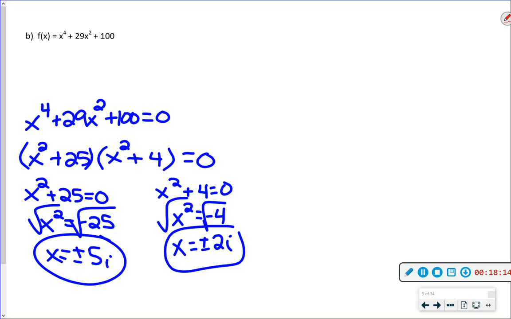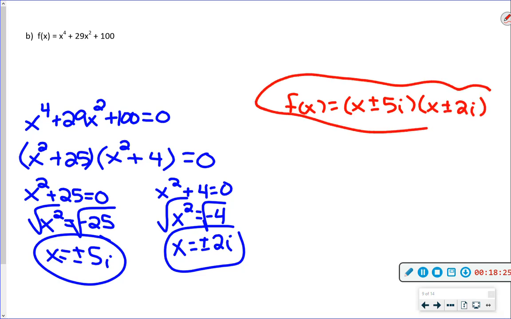All right, last thing, just wants the factors. Clearly, probably space is an issue. I'm going to combo it, x plus or minus 5i, x plus or minus 2i. And, you know, if you're bored and just the love of math overwhelms you, if you FOIL all that stuff out together, you'll get the original problem back if you want to check it. Yeah. Nobody's going to do it, right?